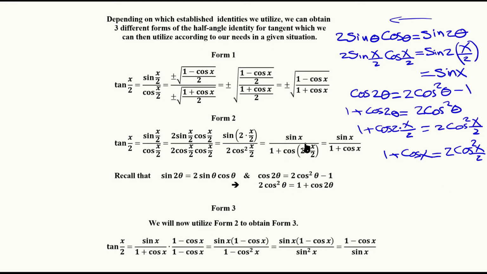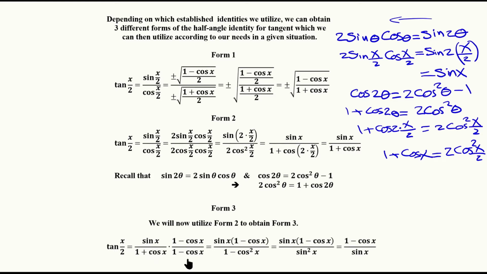All right, so notice on the top we have sine x, and down here we now have 1 plus cosine of 2 times x over 2, which, as we said, is just 1 plus cosine x. So here is a second form that we obtained for the half angle identity for tangent, sine x over 1 plus cosine x. Now, if you recall, we can get a third form if we do the following. We already know that the tangent of x over 2 equals sine x over 1 plus cosine x. So that's what we start with.